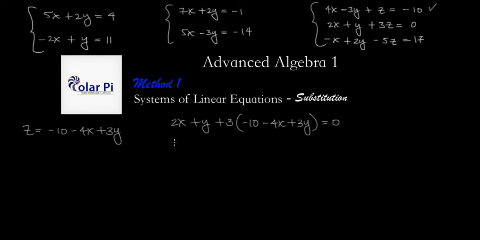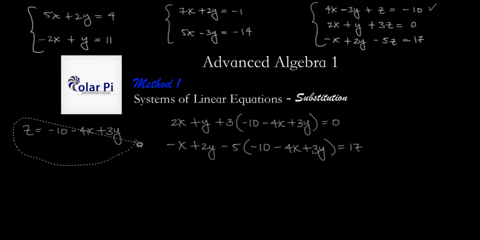Okay, and then we do the same in the third equation, substitute for z, and that's -x plus 2y, and then it's minus 5 times z this time, which is what it was before. Alright, here we go. Now, do you notice that the second and the third equations are now entirely in terms of x and y? Look at the 2 equations. There's no z, obviously. We got rid of it.